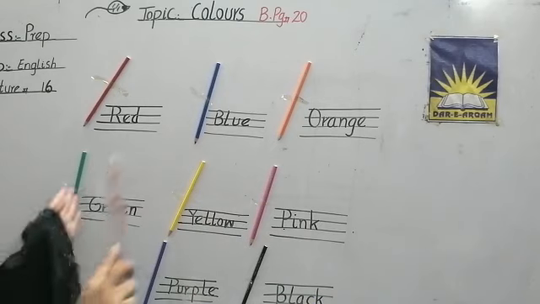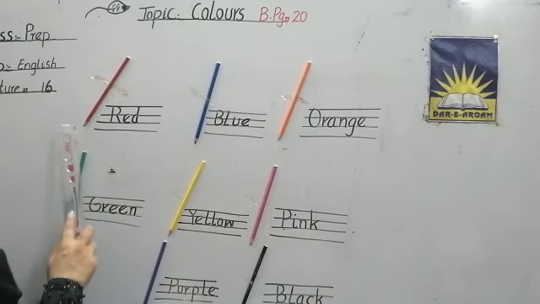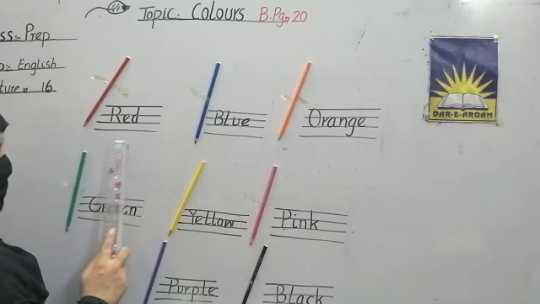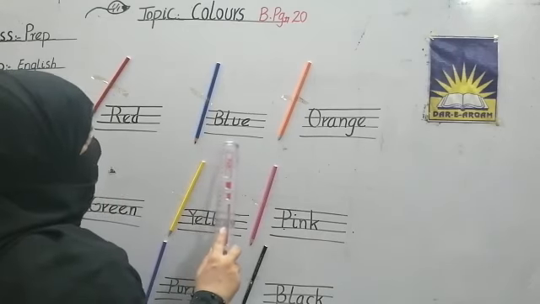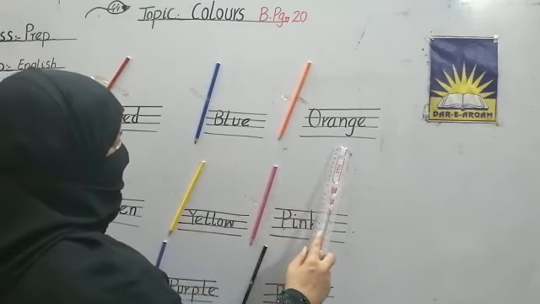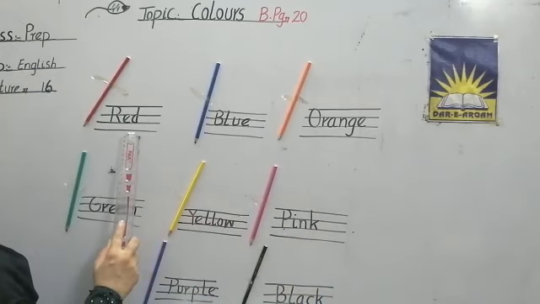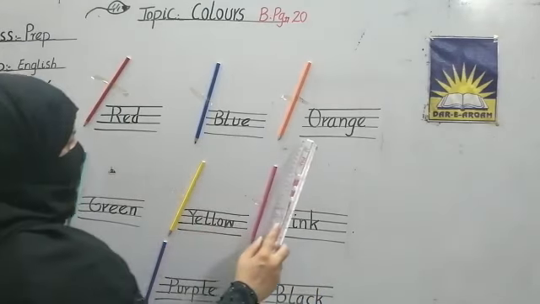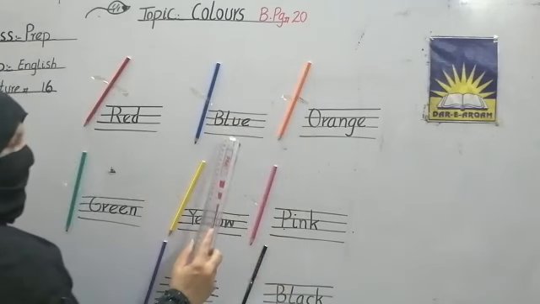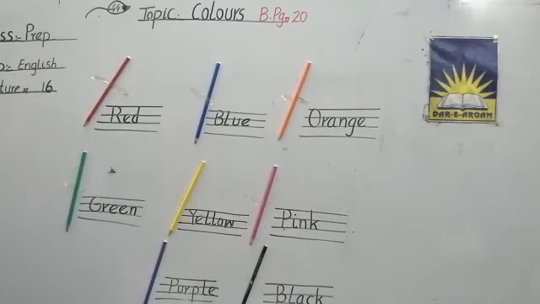Students, repeat this line with me. Yes, good. First color is red. Second, blue. And third is orange. Red, blue, orange. And put your finger on the second line. Yes. This color is green.